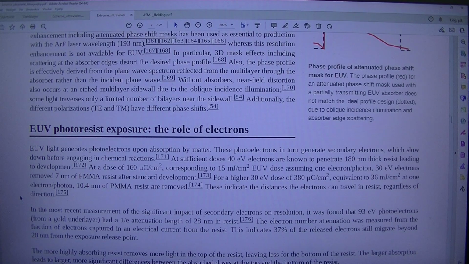175. In the most recent measurement of the significant impact of secondary electrons on resolution, it was found that 93 eV photoelectrons, from a gold underlayer, had a 1/e attenuation length of 28 nm in resist.